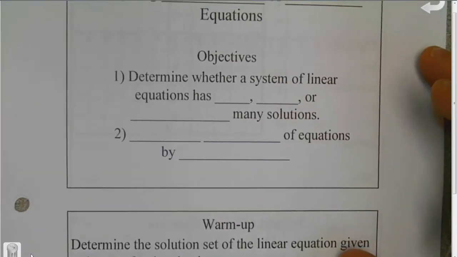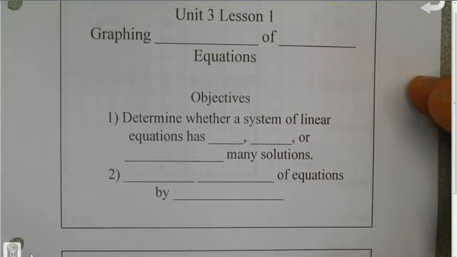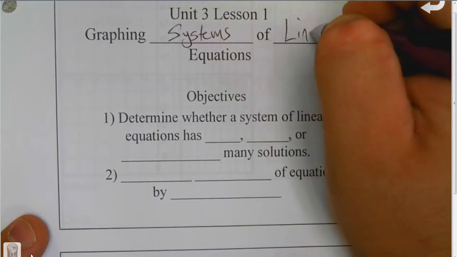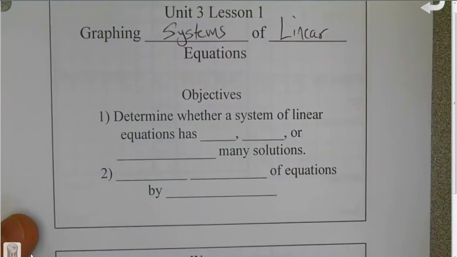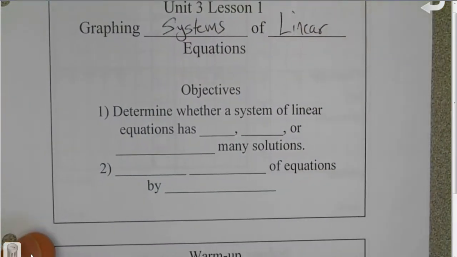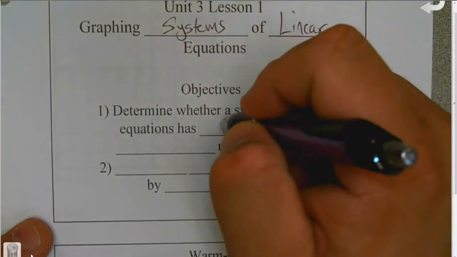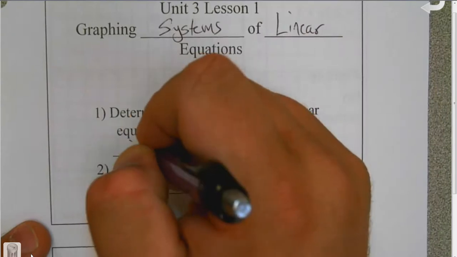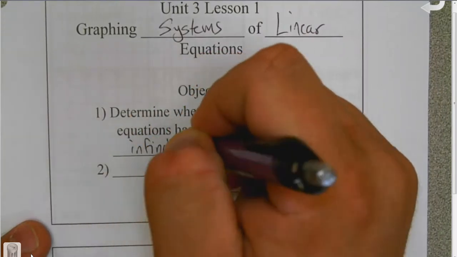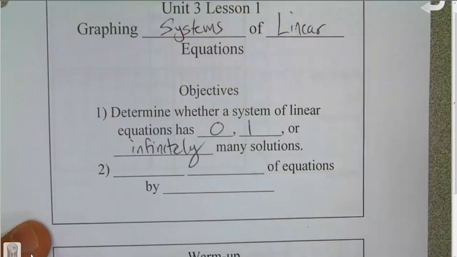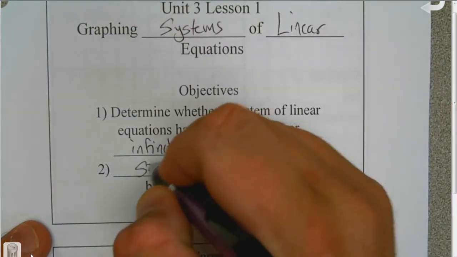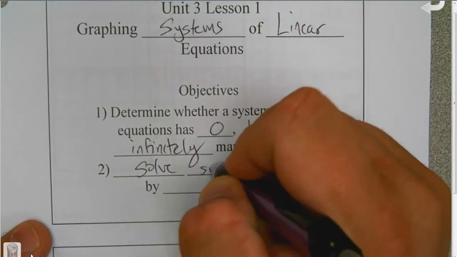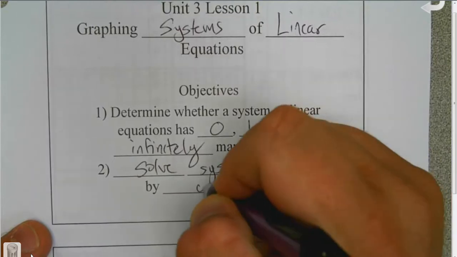Alright guys, today we're on Unit 3, Lesson 1, and we're going to be graphing systems of linear equations. We're also going to be doing inequalities in this video, or I may do a separate video. When we're done, we're going to be able to determine whether a system has 0, 1, or infinitely many solutions. And we're going to be able to solve systems of equations by graphing them.